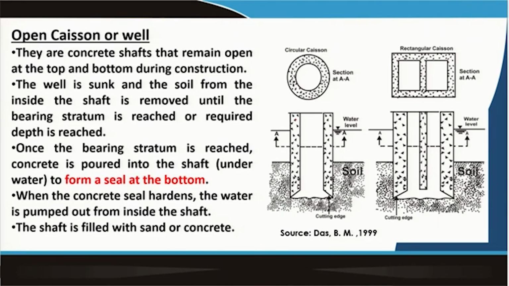So, the top part is open, the bottom part is open. Now, once it has reached the bearing strata, this concrete is poured underwater to form a seal at the bottom of the shaft. So, now the bottom is sealed by concreting, and then once the concrete seal hardens, the water is pumped out from inside the shaft.